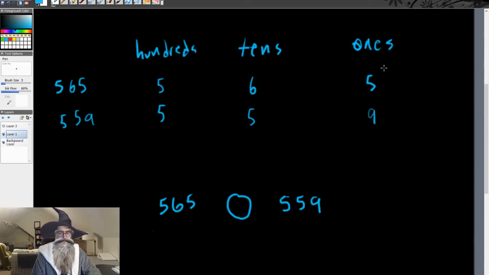Now, we don't want to start over here. In a lot of the processes that we do, we start over on the right, but we don't want to do that here. We want to start with the biggest place value that they have in common. We want to start with the hundreds. We're just going to compare these two, 500 versus 500. Which one is more? Well, they're the same.